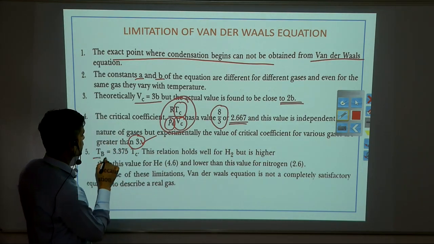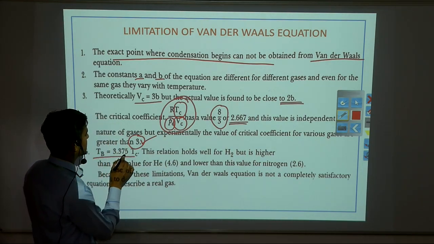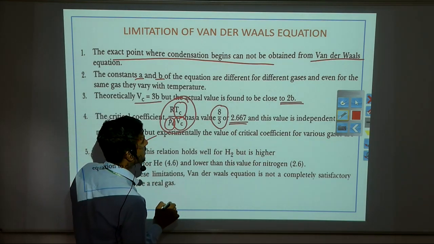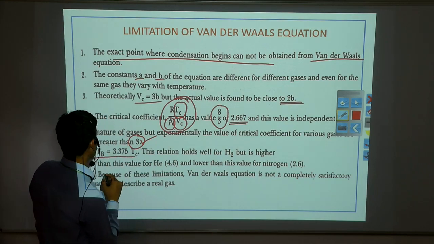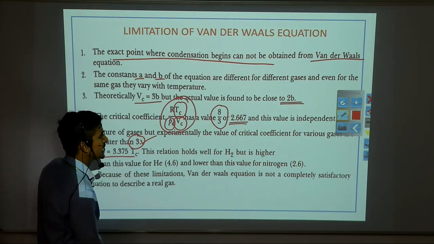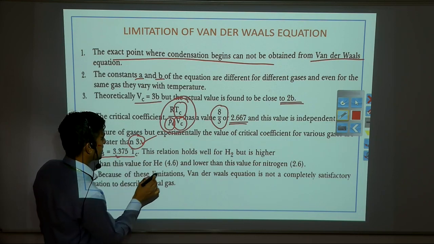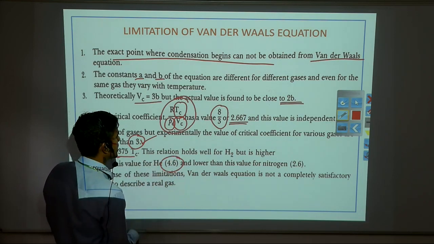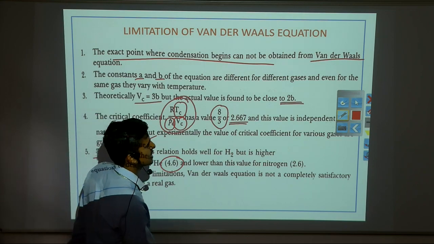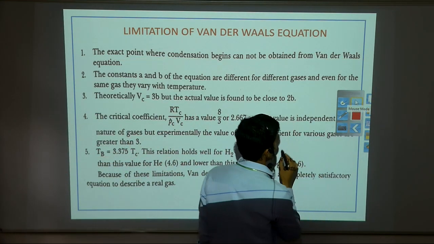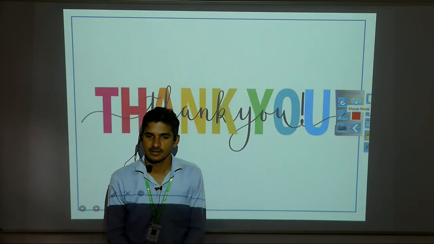TB is equal to 3.375 TC. This relation holds well for hydrogen, but for helium the value is higher, 4.6. Correct? These are the limitations of the van der Waals equation. Thank you.